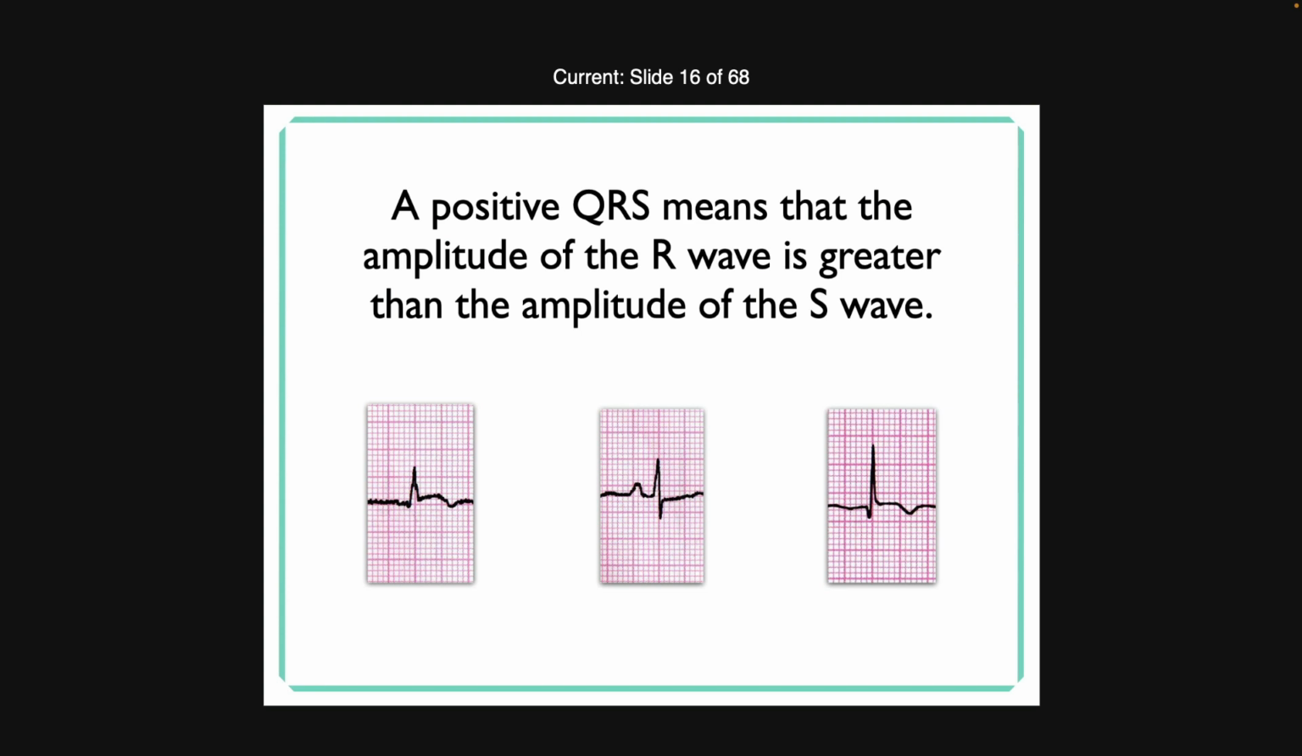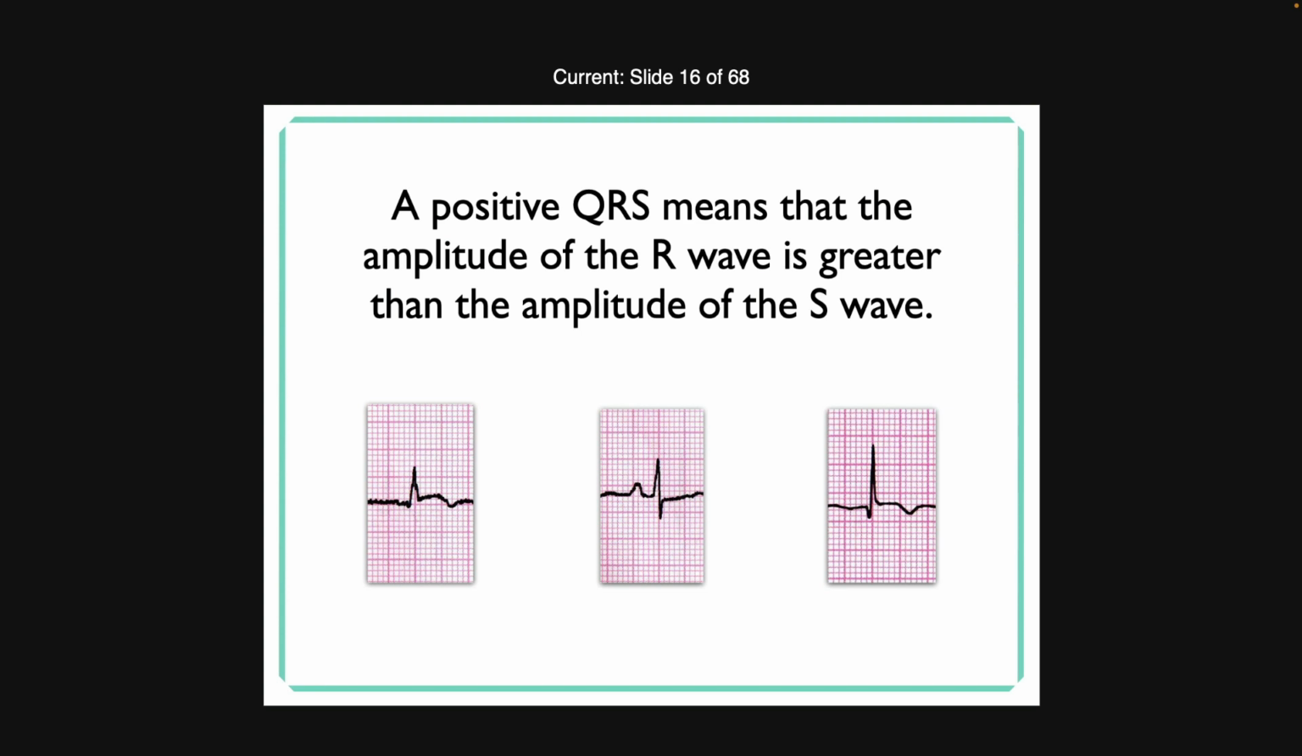When we say positive QRS, it means that the amplitude of the R wave is greater than the amplitude of the S wave. This one is clearly positive because the whole thing is positive. Maybe there's a tiny Q wave here, but really all this is an R wave. So I don't think anybody's in any trouble with positive here. This one is also considered positive in this class, because the R wave is greater than the S wave.